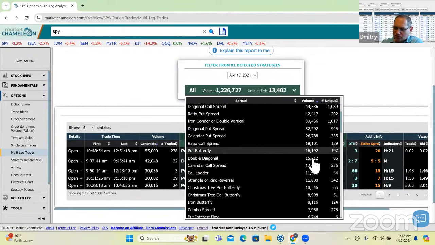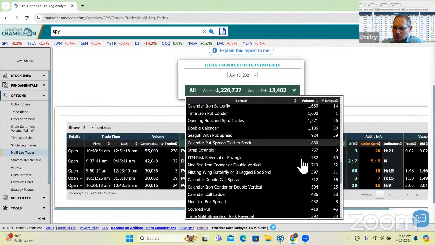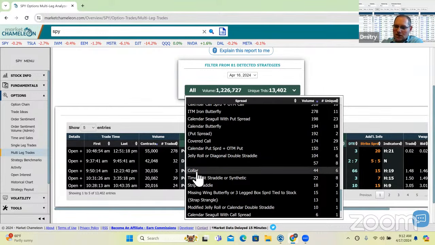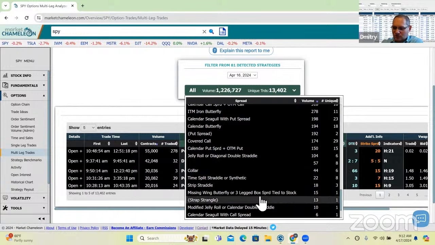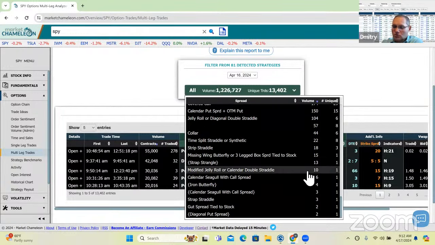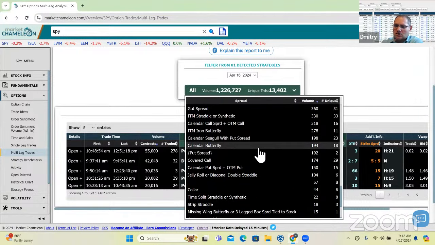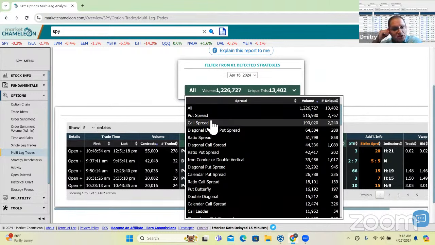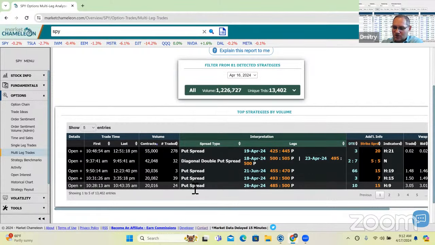And we could go down here and we'll see there's lots of different, over 81 that we detected. You can see covered calls, calendar put spreads with extra put, collar. You could see lots of different ones, right? And then some don't trade that many contracts, but the most popular ones up here are the vertical spreads yesterday. And so what we could do is select one. This shows us the top 5 by volume.